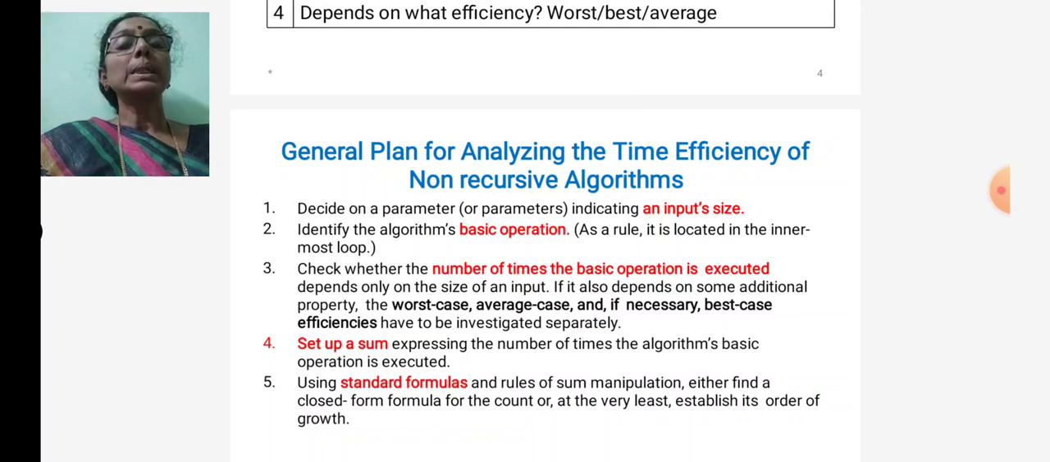Fourth, set up a sum expressing the number of times the algorithm's basic operation is executed. Fifth, using standard formulas and rules of sum manipulation, either find a closed-form formula for the count or at the very least establish its order of growth. So using the standard formulas, we find the efficiency of the algorithm. This is the general plan for analyzing the time efficiency of a non-recursive algorithm.